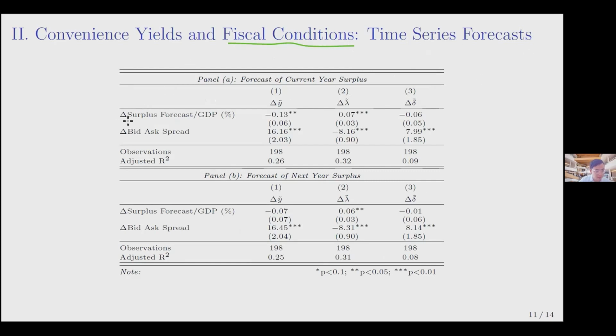Lastly, because the convenience yields are related to the present value of future government surpluses, we can also replace the explanatory variable by the forecasts of future surplus. We take this from Consensus Economics and find that an increase in the expectation of future surplus is also associated with a higher convenience yield, which is also consistent with our theory's prediction. So just to conclude on this second point, we find a positive association between the convenience yields and both current and expected future fiscal conditions.